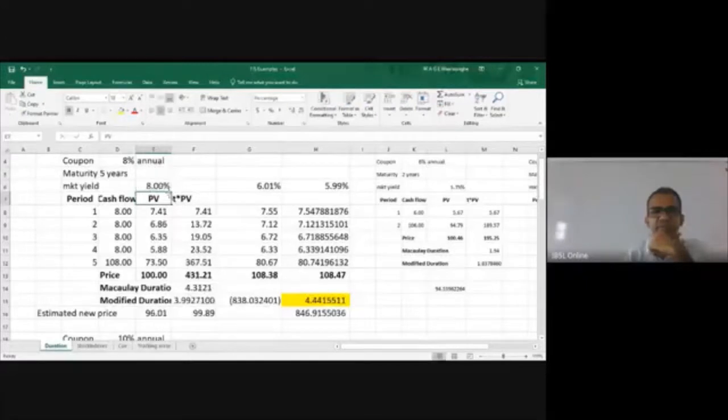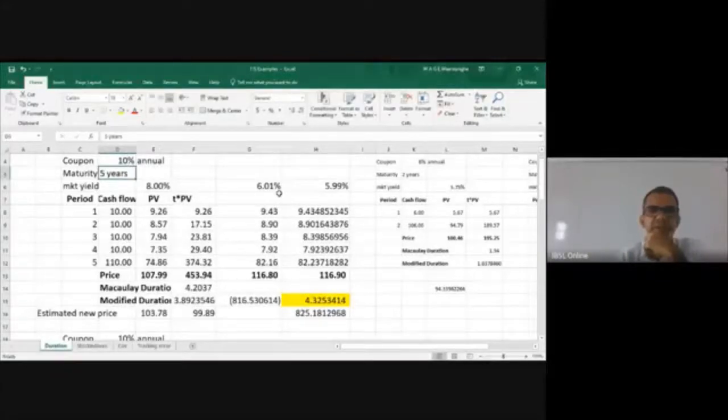So coupon 8%, yield 8%, duration 3.99. What would happen if I increase the coupon to 10%? Modified duration should be less than 3.99. It is 3.89 for the same maturity, same yield, but the higher coupon. If we increase to 12%, 3.8. Modified duration goes down when the coupon increases. For the maturity, I can't do it here because we have to replicate different cash flows.